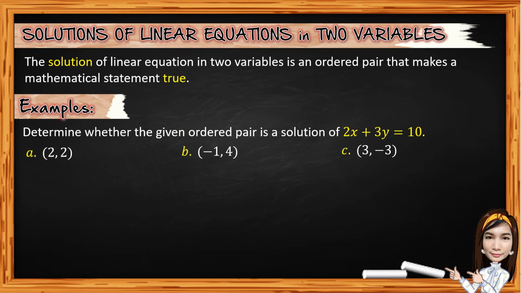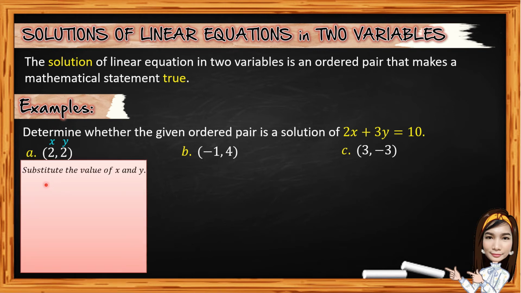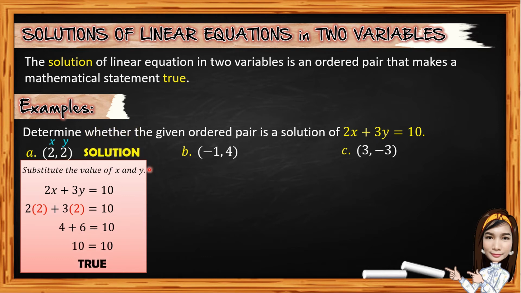For letter A, we have (2, 2). First, we're going to label 2 is the x and 2 is the y. Here, we are going to substitute or replace the value of x and y in the given equation 2x plus 3y equals 10. So we copy 2 times the value of x, which is 2, plus 3 times the value of y, which is 2, equals 10. Then simplify. 2 times 2 equals 4, 3 times 2 is 6, equals 10. Then add 4 plus 6 is 10 equals 10. And that is true. Therefore, the ordered pair (2, 2) is a solution of the equation 2x plus 3y equals 10.